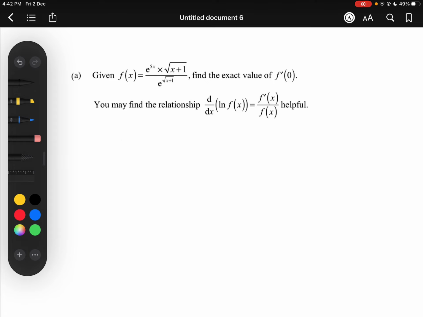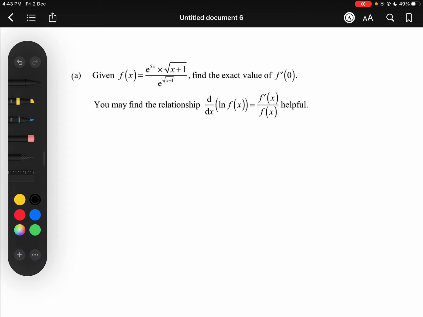You might find the relationship, the derivative of ln of f of x equals f dash of x over f of x, helpful. In terms of this question, you can choose not to use the hint, and that's going to give you a disastrously complicated quotient rule that is very easy to make a mistake on. I think we really should be utilizing the hint for this question. It saves a lot of time and it reduces the chance you'll make a mistake. So let's use the hint.